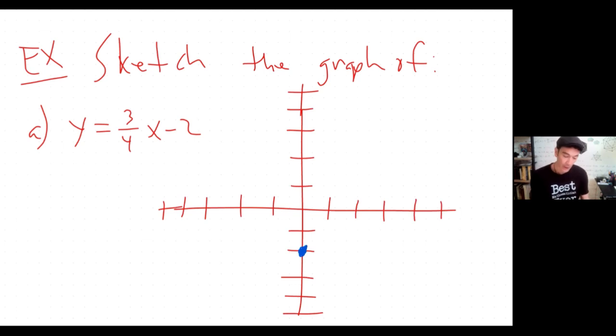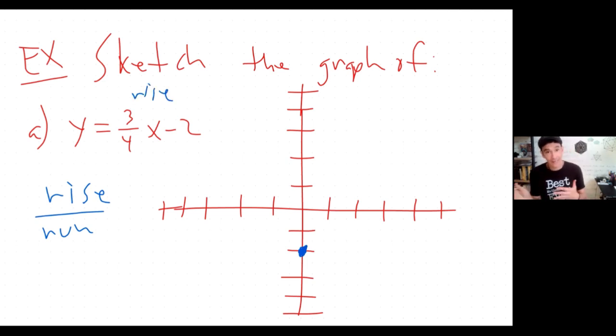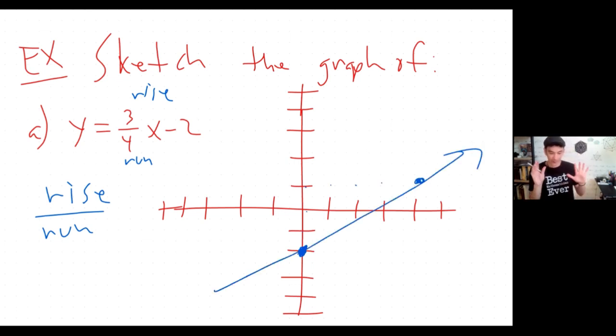Now from there, remember your slope? A loose definition that you probably remember from middle school is that slope could be viewed as rise over run. So from your y-intercept, you could rise 3 and you can run 4. Run to the right, 4. So from the y-intercept, go up 3, 1, 2, 3, and run 4: 1, 2, 3, 4. Play connect the dots, and you're done. That's all there is to it if you're in slope-intercept form.